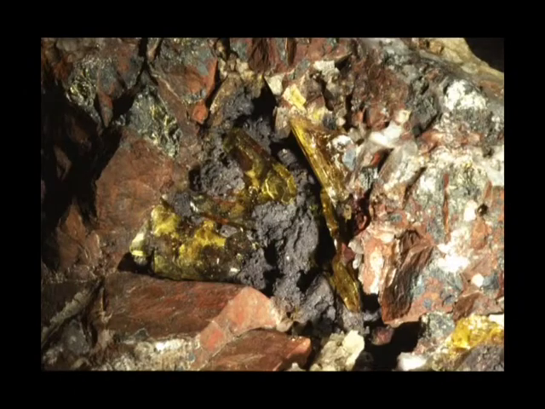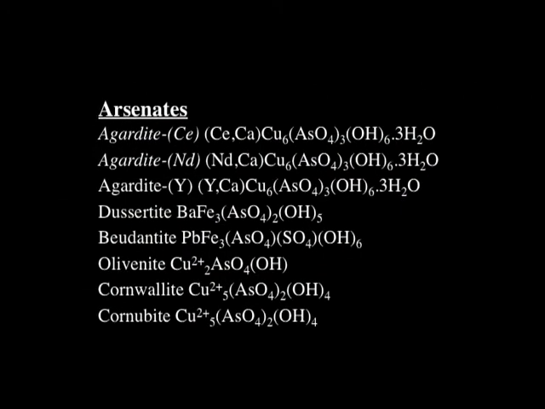Here are some not quite nice orange barite crystals on matrix, and so the crystals are up to about 6 millimetres wide here. But the Telfer mine also contained quite a wide range of what are called arsenates, and you see a list of them here. I'll just go through and show you a few of those.